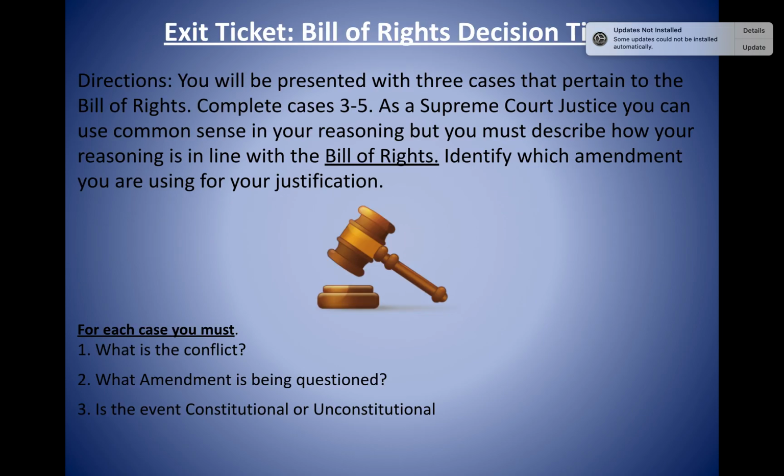So, your directions. You will be presented three cases that pertain to the Bill of Rights. Complete cases 3 through 5 as a Supreme Court Justice. And again, you can use common sense in your reasoning, but you must describe what amendment of the Bill of Rights is in question, okay? Identify which amendment you're using for your justification. And again, here are some things to help you if you're trying to figure out how to explain this. What is the conflict? What amendment's being questioned? And then underneath that, you need to figure out whether it's constitutional or unconstitutional.